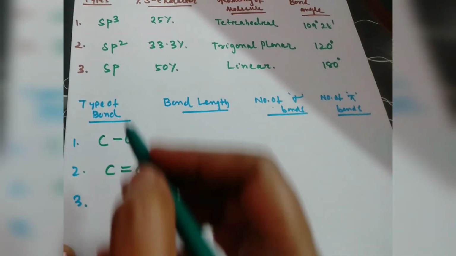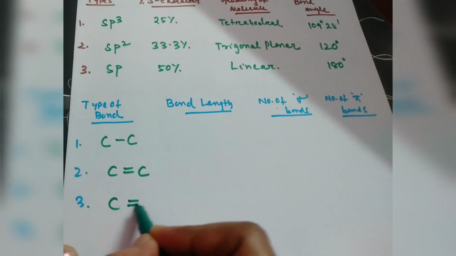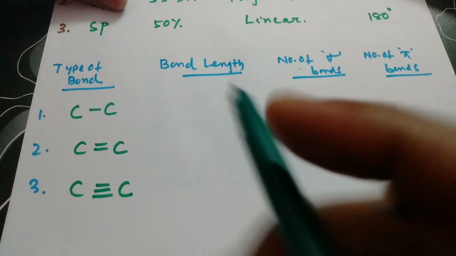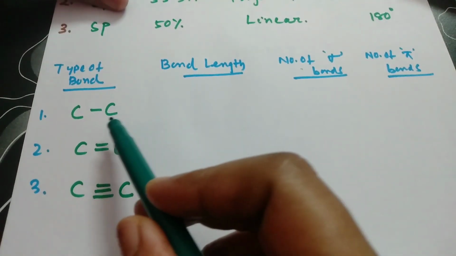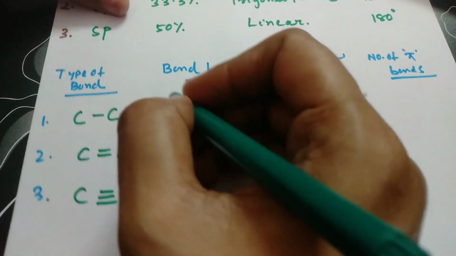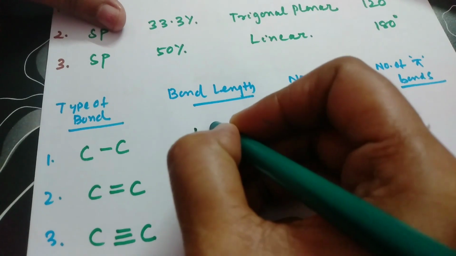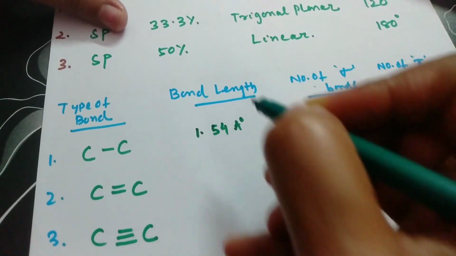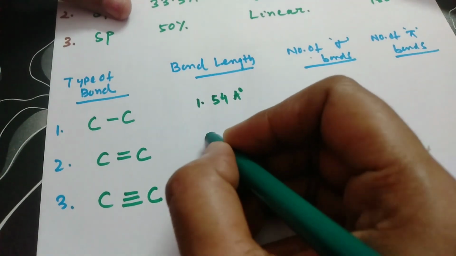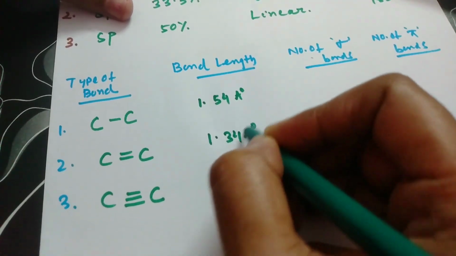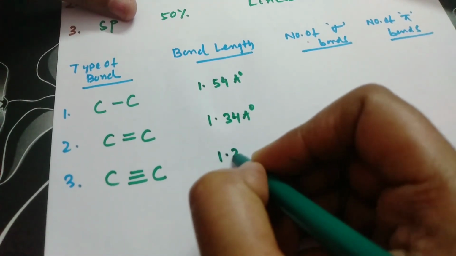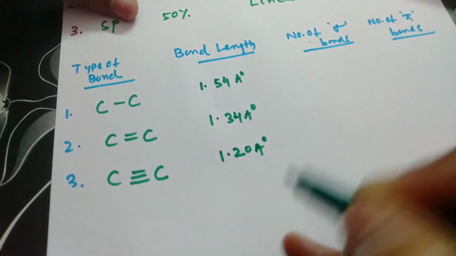Similarly, if it is sp hybridization, that means the carbon-carbon triple bond is there. Now, if the carbon-carbon single bond is there, then the bond length is 1.54 angstrom. Okay, and if it is carbon-carbon double bond, then the bond length is 1.34 angstrom. And if it is carbon-carbon triple bond, then the bond length is 1.20 angstrom.